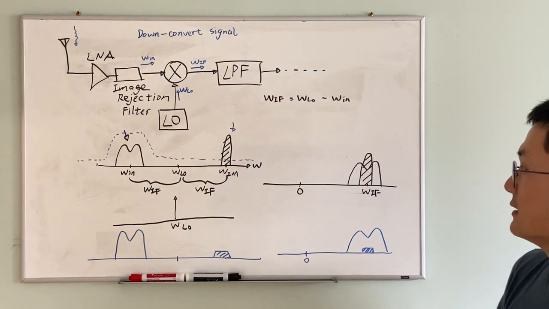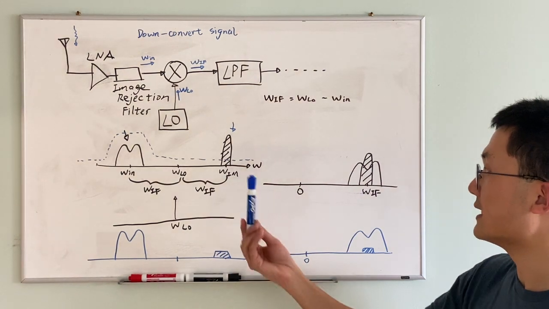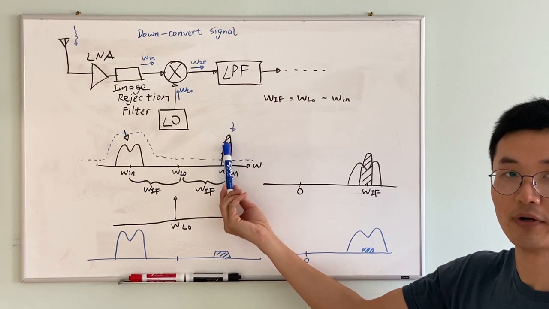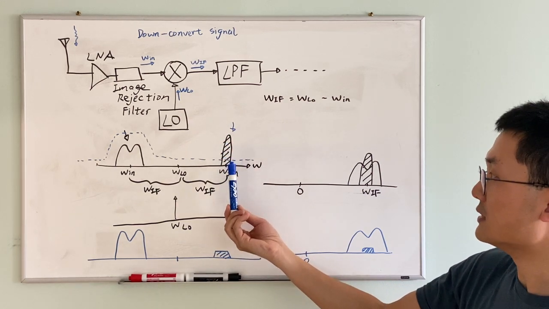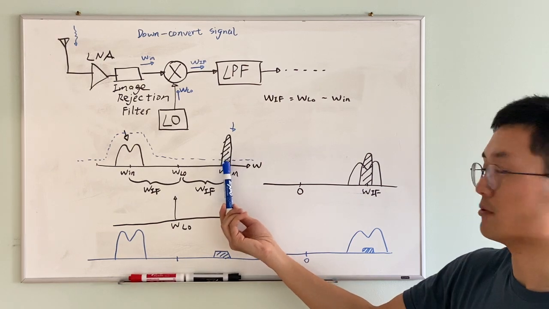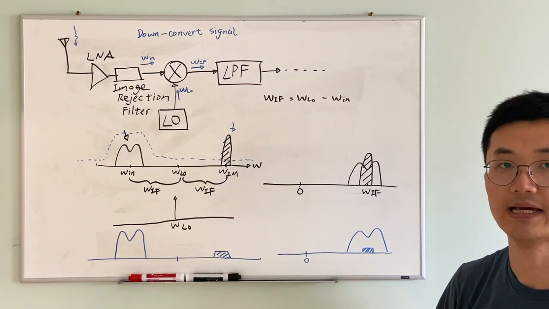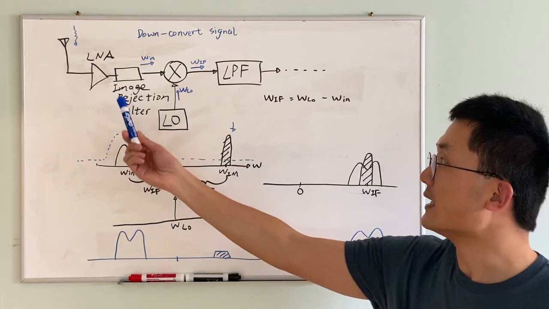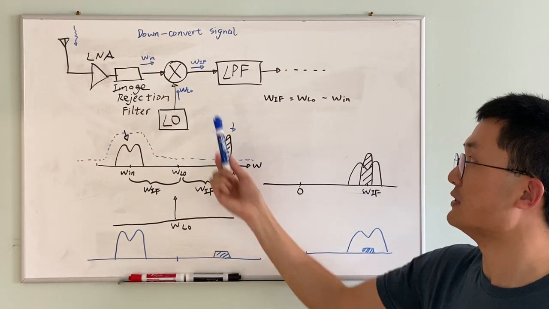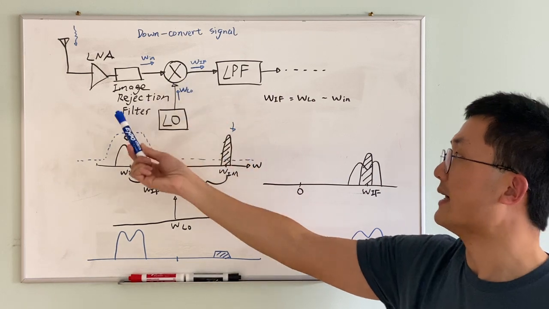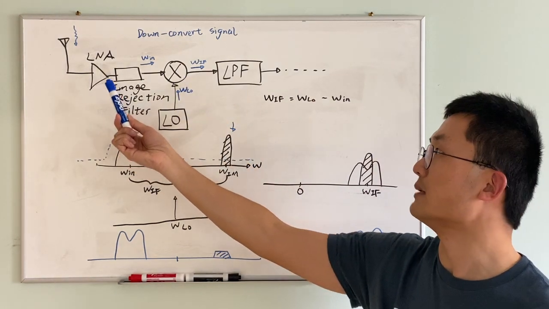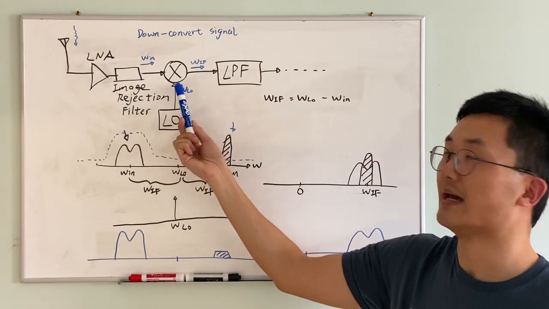So in a way, the key here is that the image is not referring to any particular spur. It really is referring to this location, and any spur that falls in this location we consider as image, and we use the image rejection filter to attenuate the image before the mixing happens. And that's why the image rejection filter is typically placed in between the LNA and the mixer.